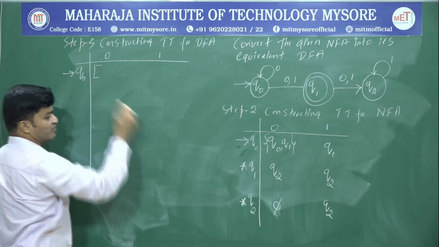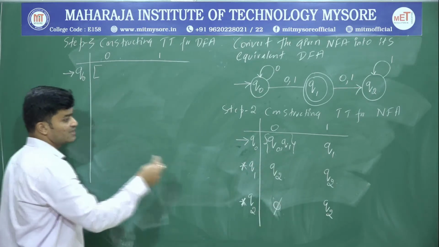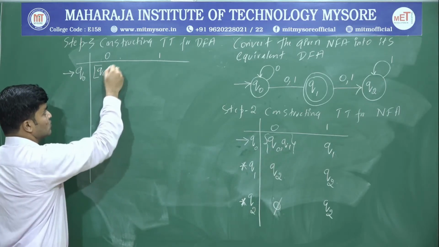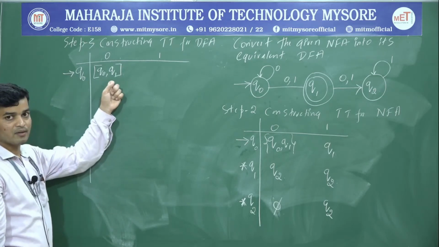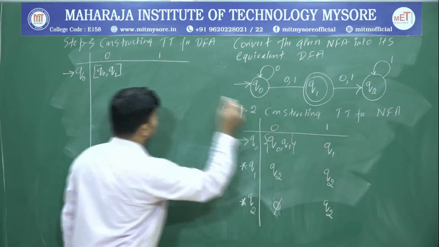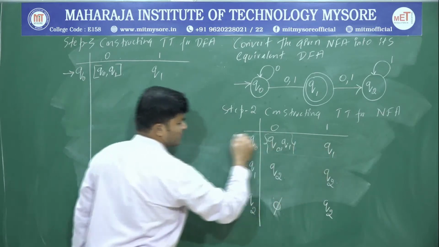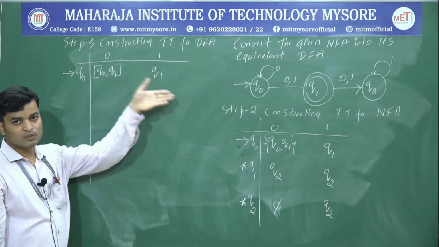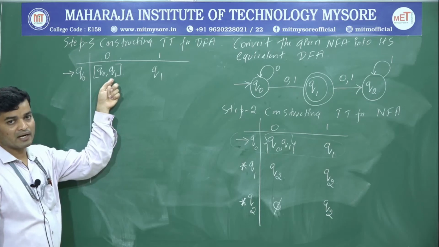If there are 2 states in the NFA, they will become a single state in the DFA. So Q0 comma Q1, denote that using a big bracket. What is Q0 upon 1? Q0 upon 1 is Q1, so this will become as it is. Only if there is a phi can you write a dead state. If there is more than one state, it will become a single state, so denote it using a big bracket.